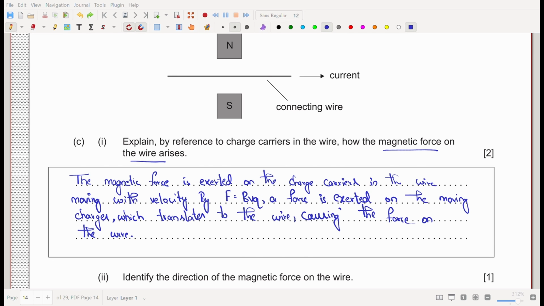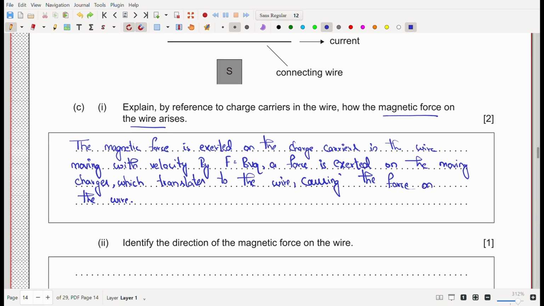That's it. And of course, we should not forget to mention that the moving charges produce a magnetic field in themselves. And this field interacts with our external magnetic field.